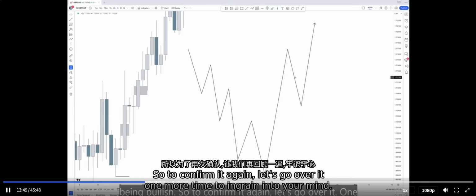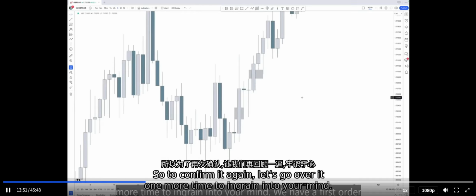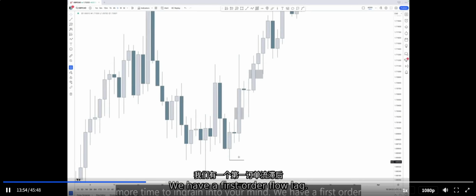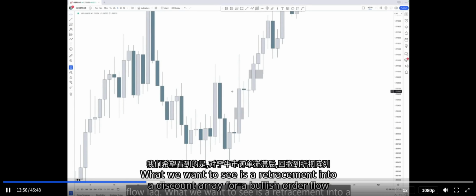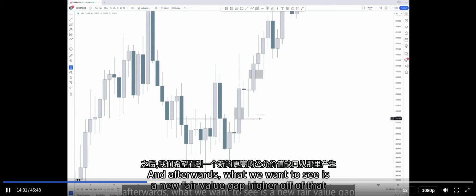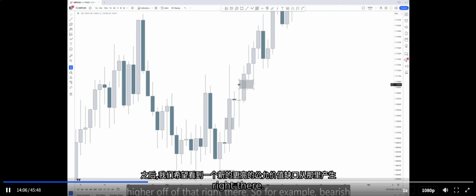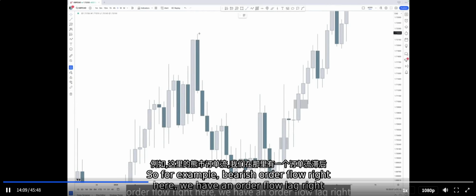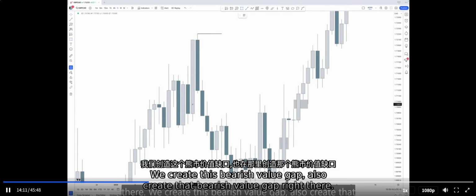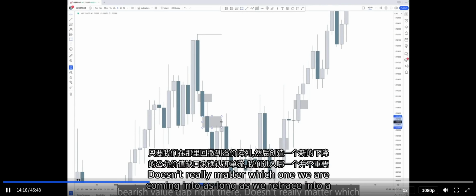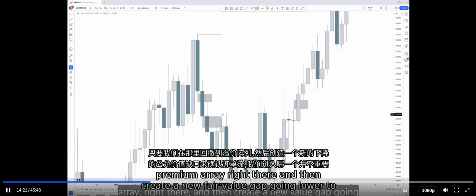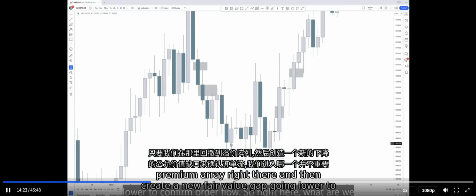So to confirm it again, let's go over it one more time to ingrain it into your mind. We have a first order flow leg. What we want to see is a retracement into a discount array for a bullish order flow leg right there. And afterwards, what we want to see is a new fair value gap higher off of that right there. So for example, bearish order flow right here, we have an order flow leg right there. We create this bearish fair value gap, also create that bearish fair value gap right there. It doesn't really matter which one we are coming into, as long as we retrace into a premium array right there and then create a new fair value gap going lower to confirm order flow.